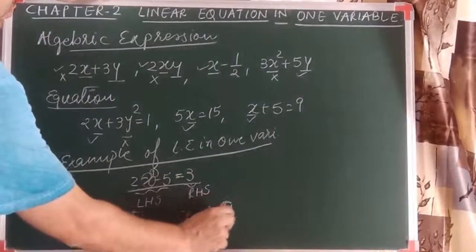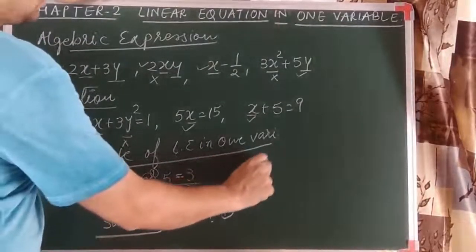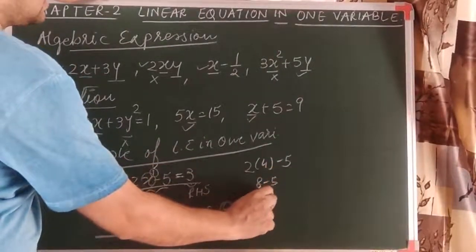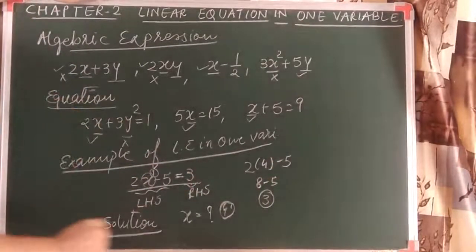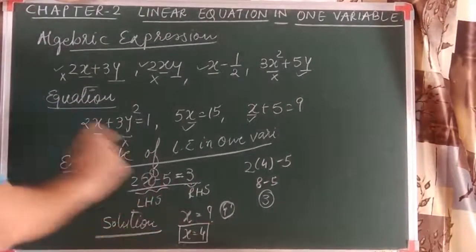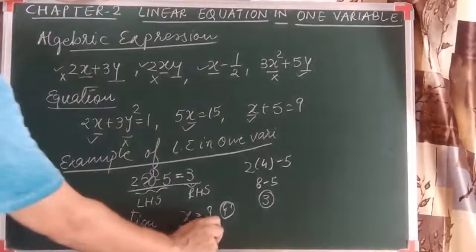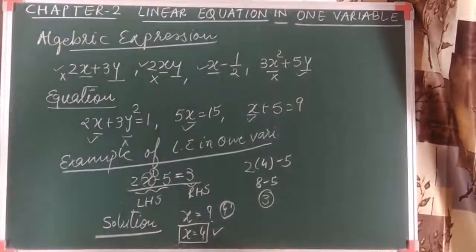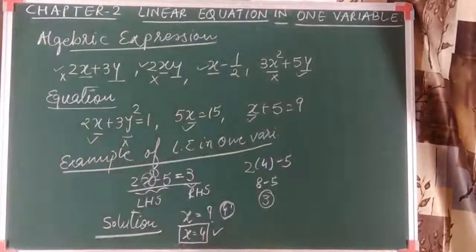If I say 4, you can see 2 into 4 minus 5. So 2 times 4 is 8, minus 5 is 3. See, this is the right hand side we obtain. So we can say x equal to 4 is the only value which satisfies the equation. So this value of x is called the solution of this equation. Fine. Let's see further.